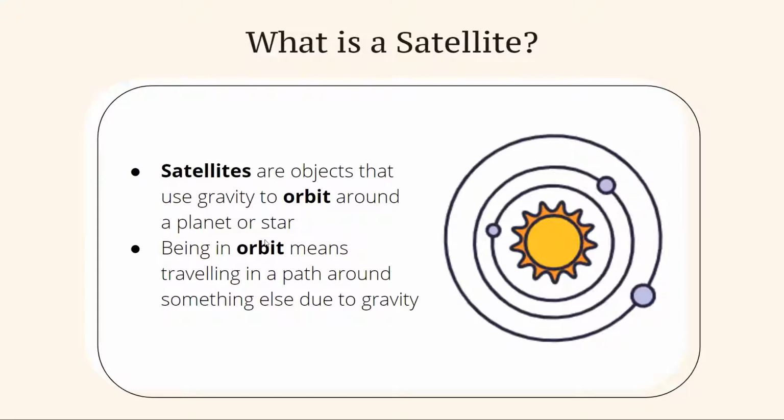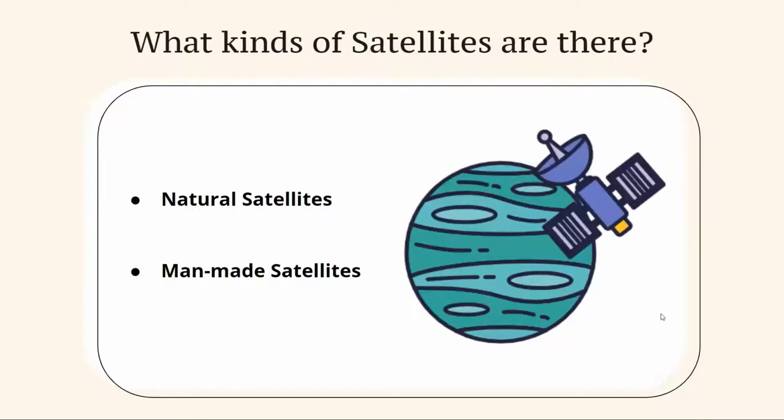And being in orbit means traveling in a path around something else due to gravity. So the sun has planets that move around it, right? Those planets are in orbit around the sun. They move around and around and around. Sometimes it's a circular path, sometimes not. As long as it's moving around it due to gravity, that means it's in orbit, and therefore it is a satellite. So what kinds of satellites are there?